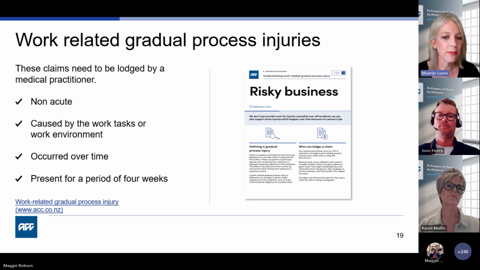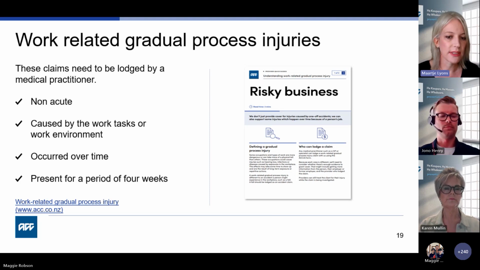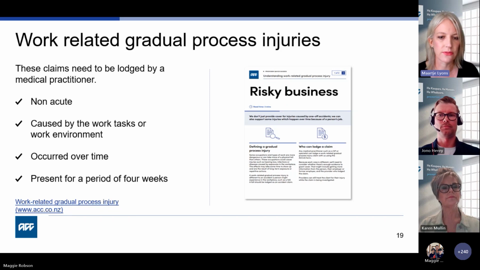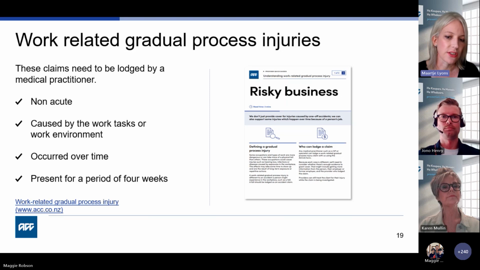Work-related gradual process injuries can be lodged by ticking the work-related gradual process injury box on the ACC 45 form. It's really helpful to include relevant clinical information to support the claim, as this will help us make a claim decision faster. We may need to gather more information, including from your patients, for gradual process injury claims. You'll see on this slide that there's a link there to our website with further information. You'll get the slide pack as mentioned earlier with these links, and it's really useful to go and have a look there if you need more detail.